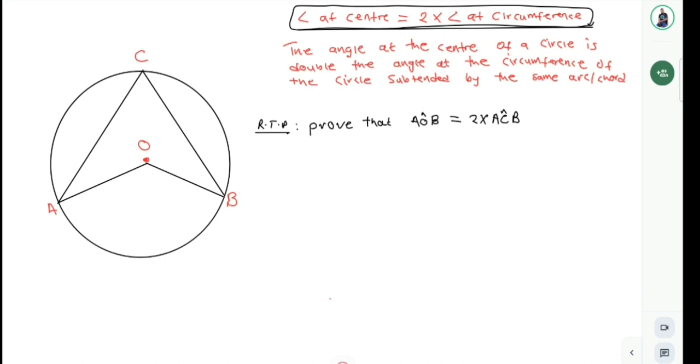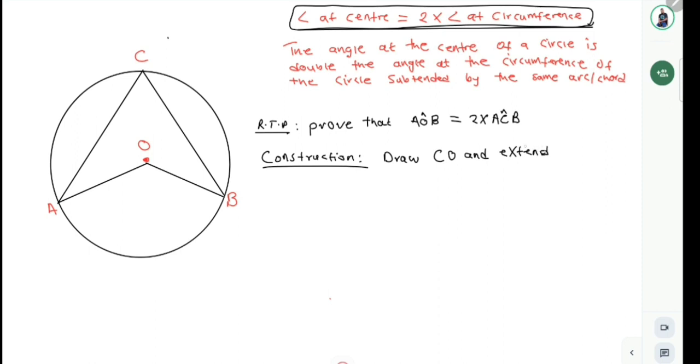So what you need to do when you prove any single theorem, you have to write the construction as the first approach. Construction. On your construction for this theorem, we have to draw CO and extend it.